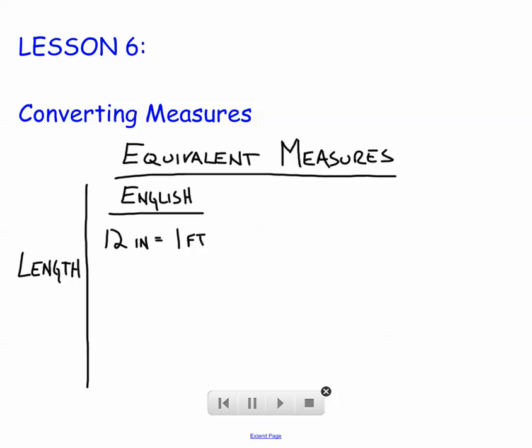We'll start off with 12 inches is equal to a foot, 3 feet is equal to a yard, and 5,280 feet is equal to a mile.